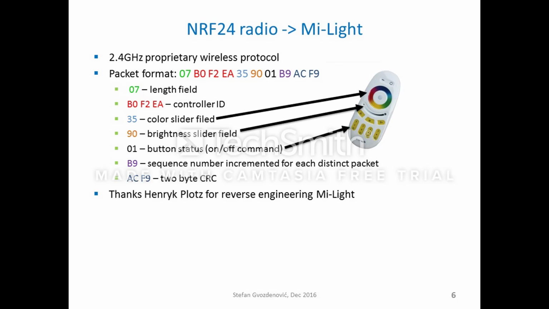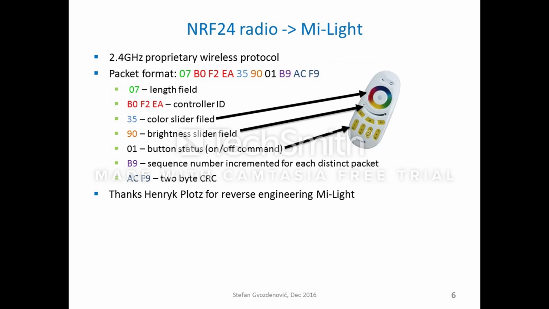The NRF24 radio talks to the MyLight light bulb through a proprietary 2.4 GHz wireless protocol. The packet structure can easily be deduced if one presses different buttons on the MyLight controller and captures the corresponding packets. The MyLight controller is shown on this slide, as well as a packet example with different fields colored uniquely. Thanks to Henrik Plots, these fields are reverse engineered.